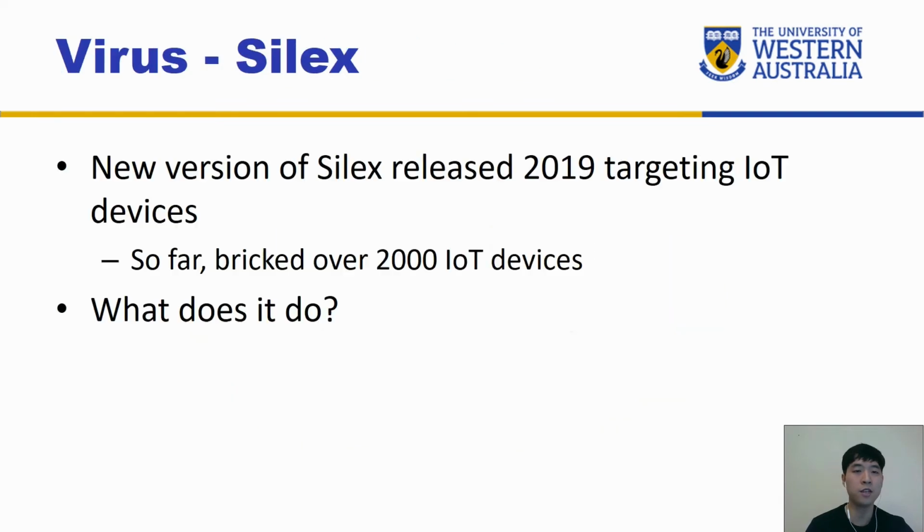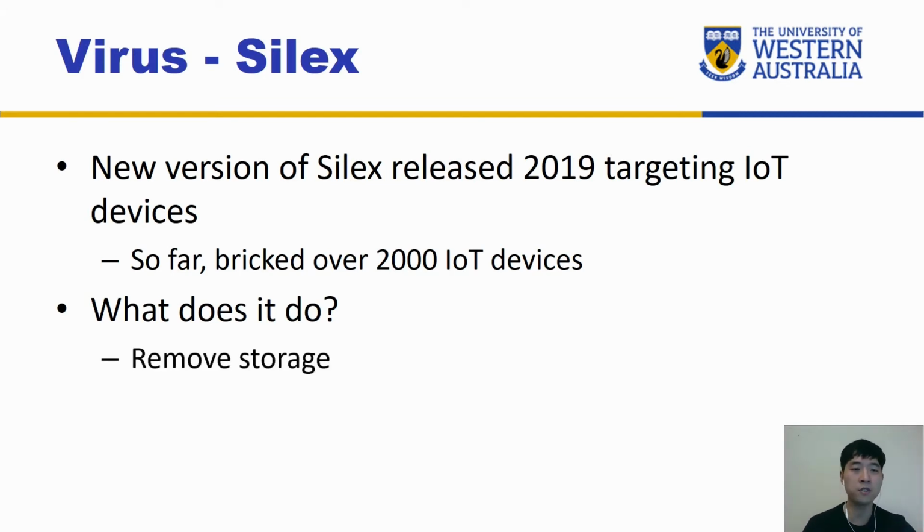Okay, so let's have a look at an example, a virus called Silex. This is a new version of Silex released in 2019 that targets IoT devices. What Silex does is it bricks them, which means it makes the IoT device useless. You have to reformat the software in order to use the hardware again. Okay, so let's have a look at what it does.